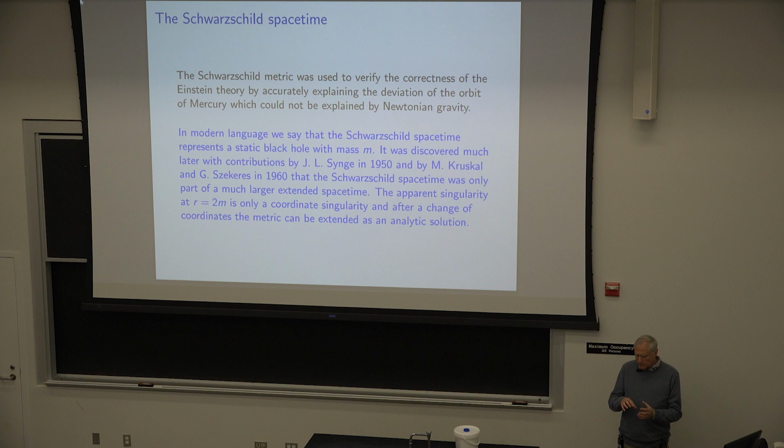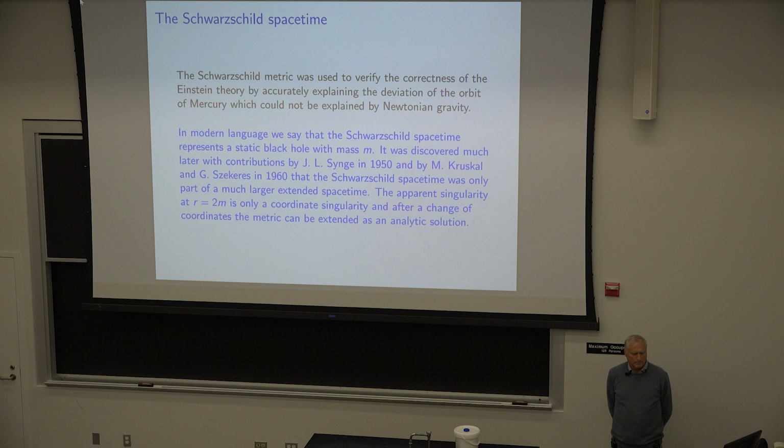So you can think of it as being analogous to the Newtonian potential in Newtonian gravity. So it's a rotationally symmetric solution, and it has a mass parameter, which is m. And actually, it was discovered, as I said, in 1915, I think. But it was much later, in 1950, initially by J.L. Synge, and also by Martin Kruskal and George Szekeres in 1960, that the Schwarzschild spacetime, as discovered by Schwarzschild, was only part of a much larger extended spacetime.